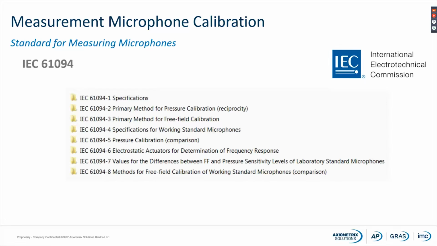And then we have the IEC 61094-4. This is the specification for working standard microphones. Actually, most of the microphones you are using in production lines, in R&D, actually using everywhere for doing sound measurements or noise measurements.